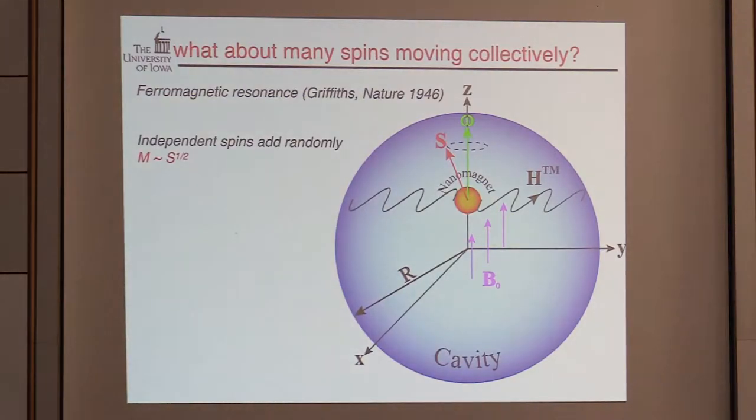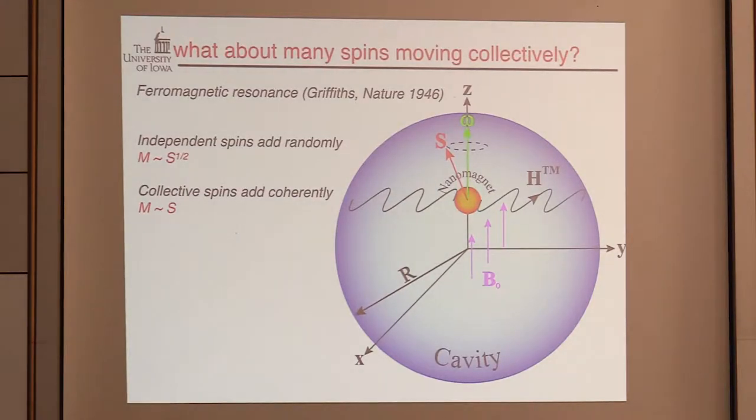We know that independent spins, not exchange-locked spins moving collectively, but independent spins, would be adding randomly. But if they are exchange-locked, you end up with an extra square root of S contribution. And so that's the enhancement that we have. If you have 10^9 spins, which is a number you get for a nanomagnet as opposed to a much larger system where you might get 10^16, then perhaps you could be in a regime where you have the same number of spin excitations and the same number of photons.